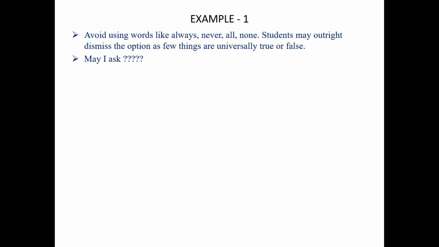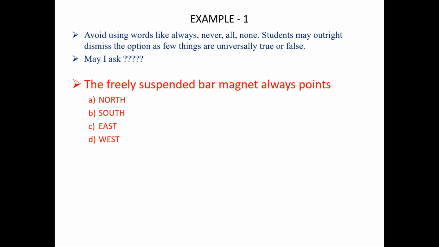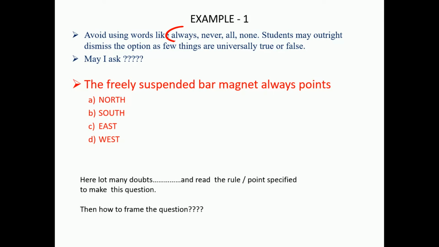May I ask such questions here? See the question. The freely suspended bar magnet always points: option A north, B south, C east, D west. Here there are a lot of doubts. The magnet points means the north pole of the magnet is pointing, or the south pole of the magnet is pointing? So this is not specified. This is not the way to make the question.